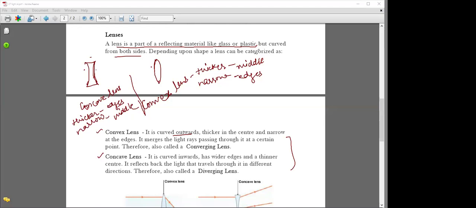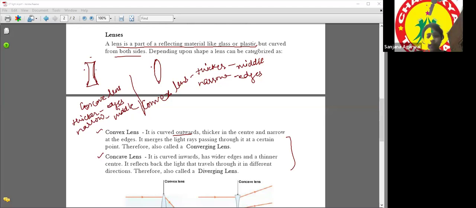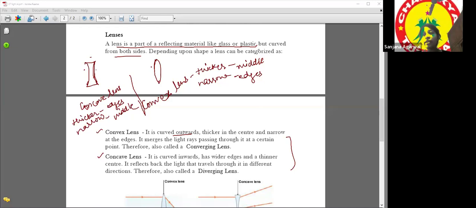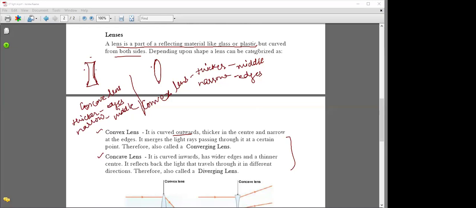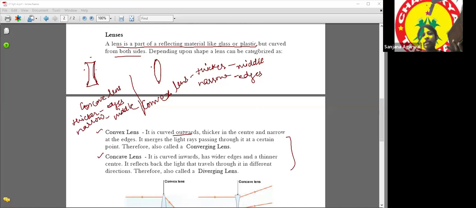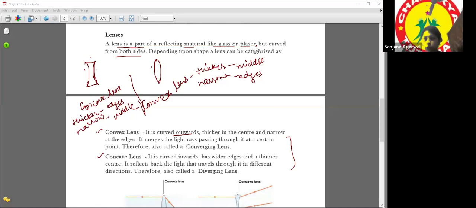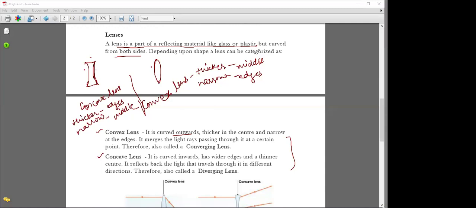Ma'am, then spectacles can be concave lens or convex lens. They can be any. They are both. Ma'am, which lenses are better? It's not about which are better, dear. It depends on our vision. Whether we would like to use spectacles for looking at distant objects or we need them to see near objects. It depends on our vision.